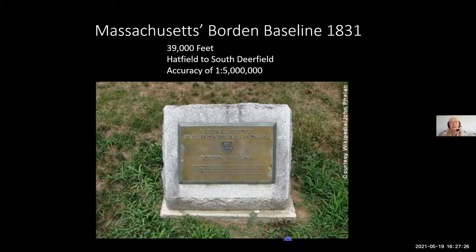And things could be then measured off that. So if that's fixed in space, you can then find anything within sight of that 39,000 feet of straight line, and you can measure off of it. So you know you're not wandering and tipping your map the wrong way. So this is a real thing from 1831.